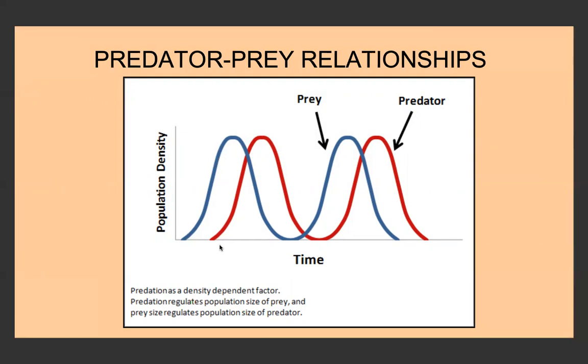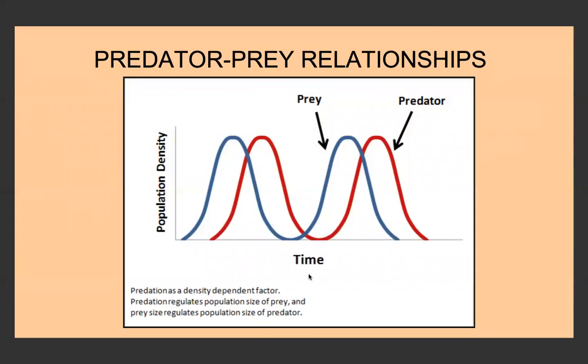As the predator population increases and reaches its maximum, the prey population decreases drastically. Now that there's very little prey, there's no food for the predators, so the predators will begin to decrease. As the predators begin to decrease, it gives the prey an opportunity to start increasing again, and so on.